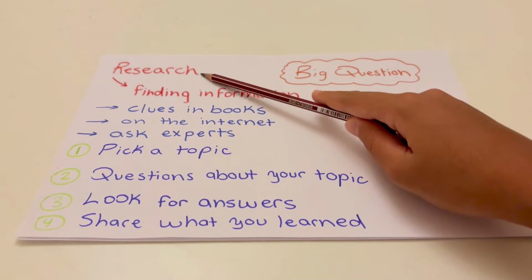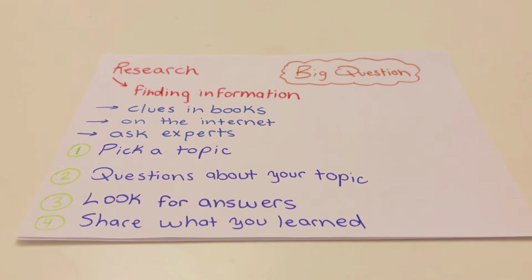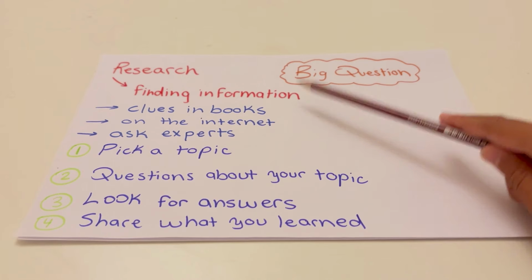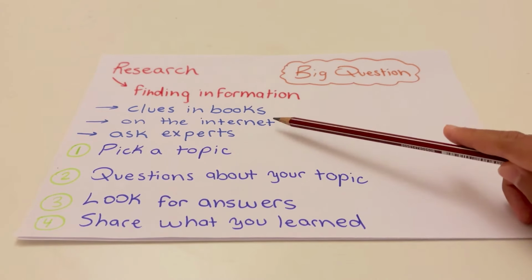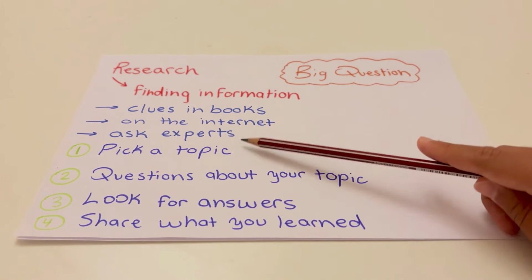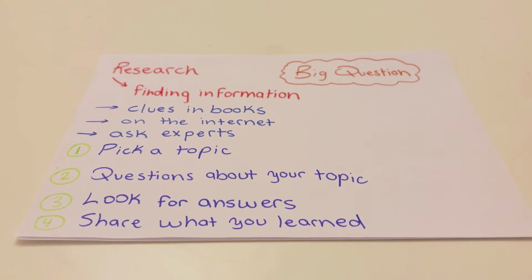So research is like being a detective. It's all about finding information to learn more about something you are curious about. Imagine that you have a big question in your head that you want to find the answer to. To do this, you need to look for clues in books, on the internet, or even by asking experts. These clues will help you discover new facts and ideas.